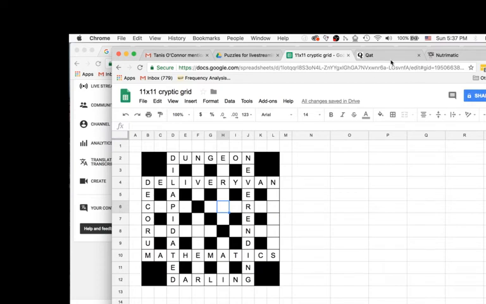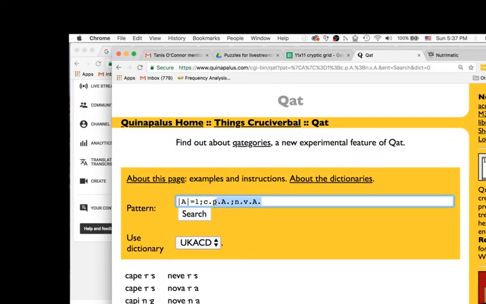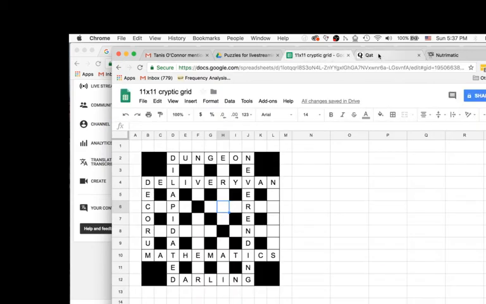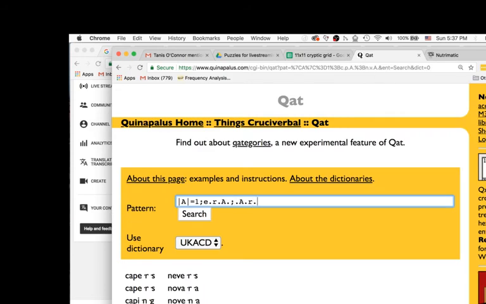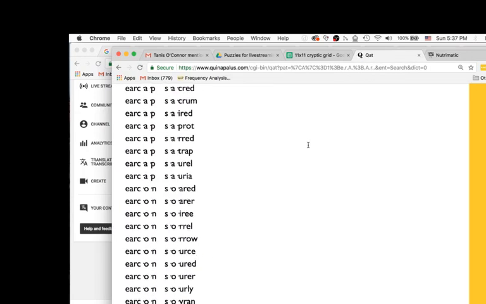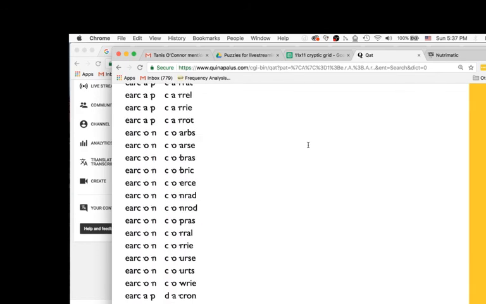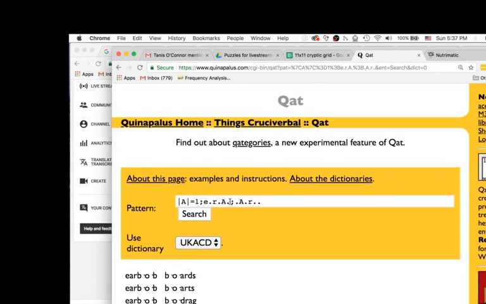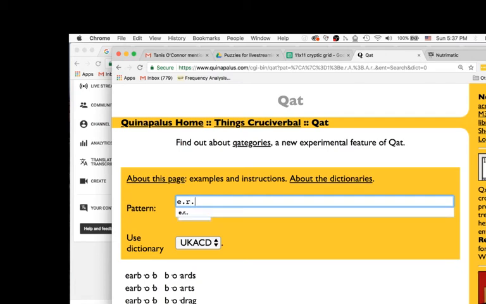So let me, maybe I will see what works in the ER, in the crossing there, and pick something to put in the third letter for the N word. So now we have E dot R dot A dot and dot A dot R dot dot. We don't know that last letter. I bet there will be a lot of solutions, but I don't know. Oh, that's a lot. Let me go back to just the E dot R dot dot dot.